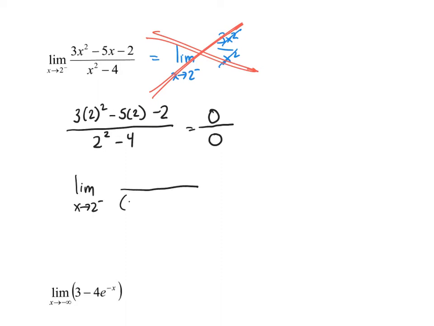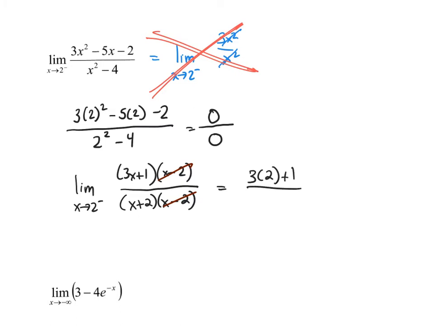So the bottom factors as x plus 2, x minus 2. And the top is going to factor as x minus 2 and 3x plus 1. So now these cancel, and now I can just plug 2 in. So this is 3 times 2 plus 1 over 2 plus 2, which is 7 over 4. I just wanted to point out that not every time can you just take the leading terms, only when you're going to infinity.